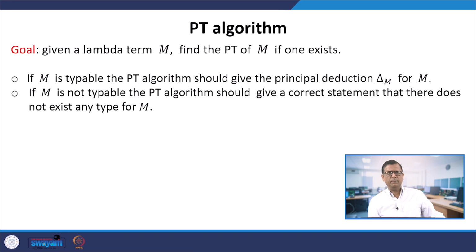Now, when you are studying the principal type algorithm, our goal is, given a lambda term M, find the principal type of M if one exists. There are two cases: one is M is typable and the other is M is not typable. If M is typable, the principal type algorithm should give the principal deduction, written as Delta M for M. On the other hand, if it is not typable, the principal type algorithm should give a correct statement that there does not exist any type for M. This is important: it should indeed mean that there is no type for M.